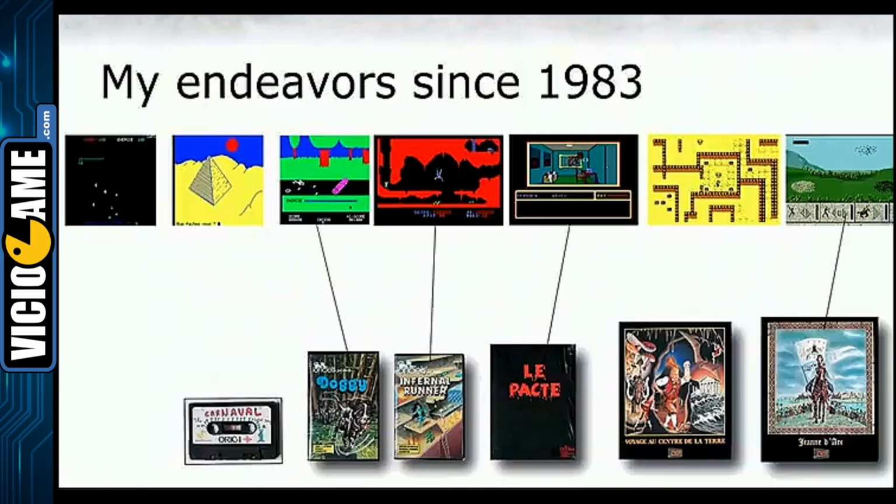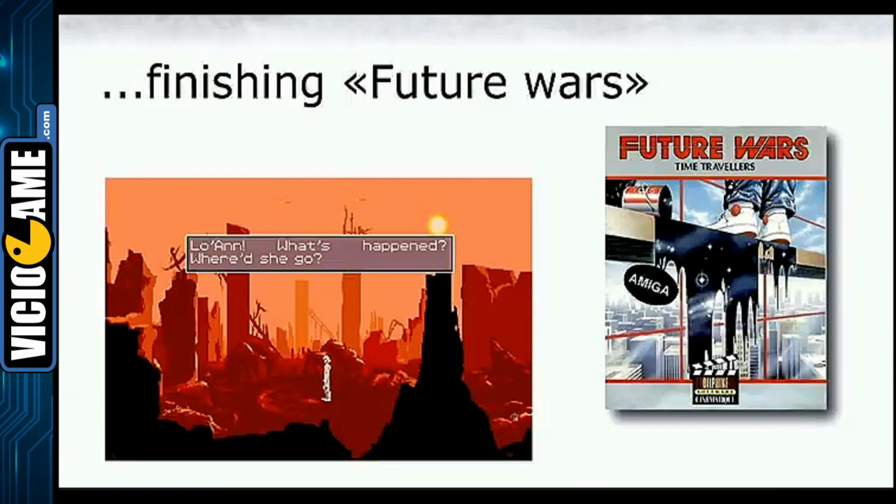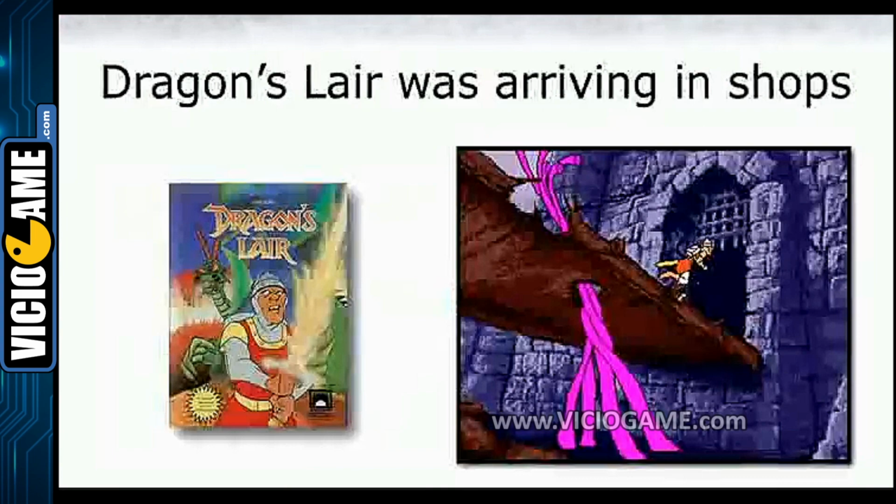I had been creating various games since 1983 on various platforms like Oric One, Amstrad, and of course, Amiga. The average time to create a game was from three weeks to 6 months. None had been really successful. And I had just finished creating all the graphics and animation for Future Wars, which is a game designed by Paul Cuisset.